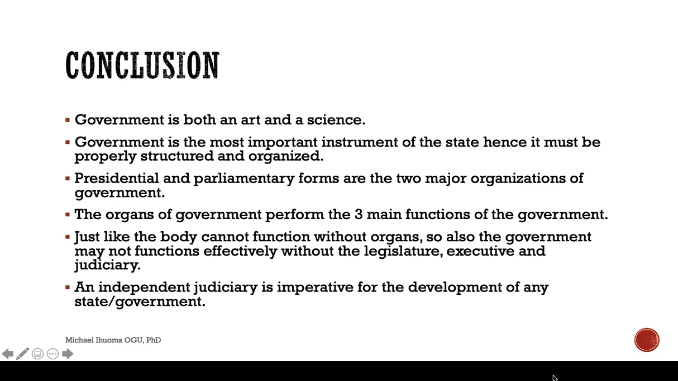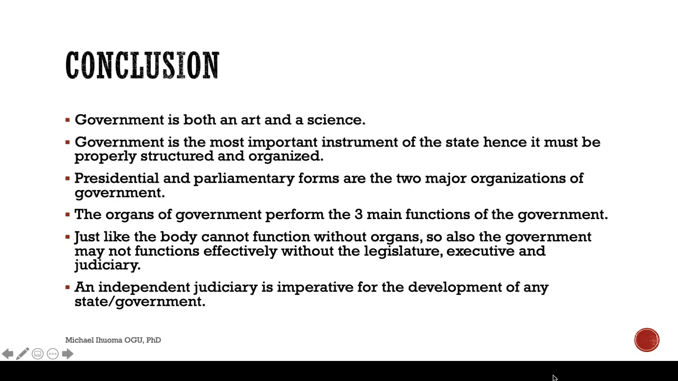It is an important instrument for the state, and of course must be properly structured and organized. We've talked about the structures: the unitary, federal, confederal, and the military, which is an abnormal structure. We've talked about the organization, presidential and parliamentary forms or styles of carrying out the business of governance. And we have also said that every state must have these three organs of government, because the three organs help in the performance of the three major functions of government, which are rule making, rule implementation and rule interpretation.